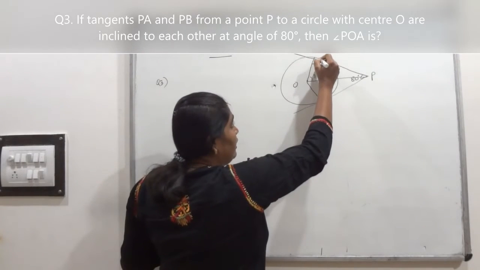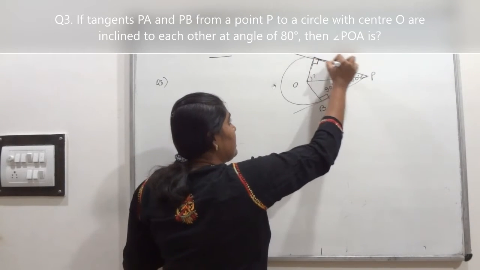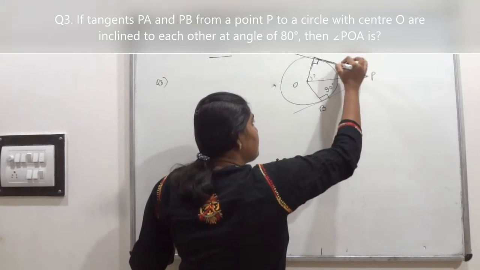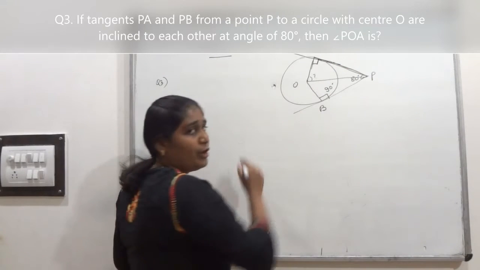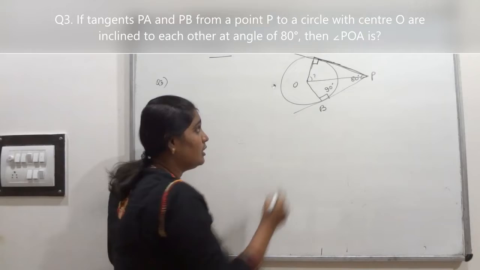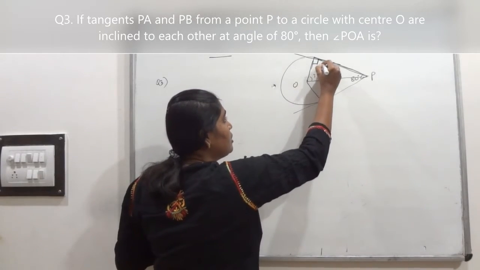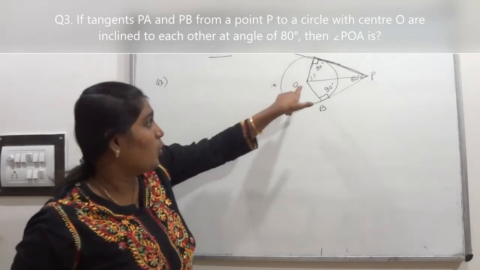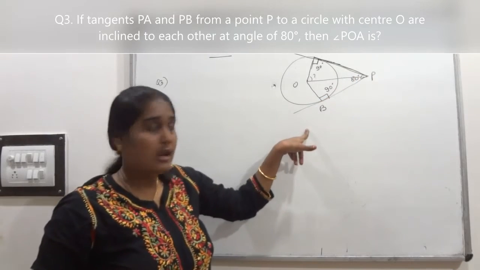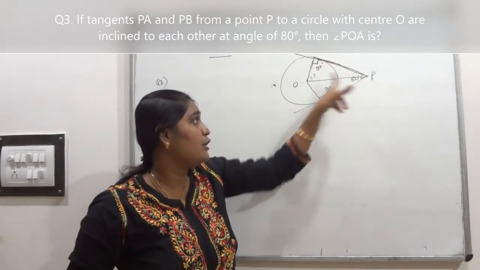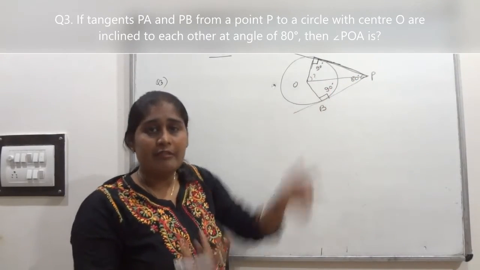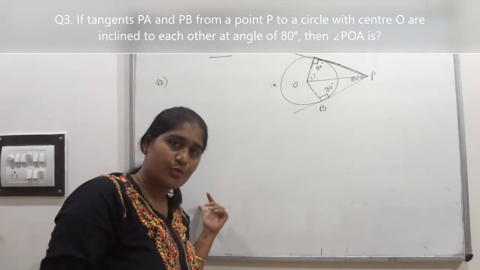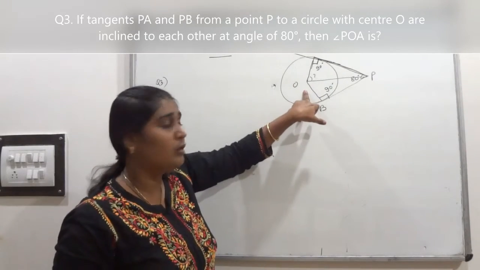In the same way, the radius and tangent are perpendicular at the point of contact by theorem 10.1. So angle A is also 90 degrees. So OAPB is a quadrilateral. I have three angles. Can you find out the angle O? Definitely we can find it, as in the last question. We can get the angle O value.